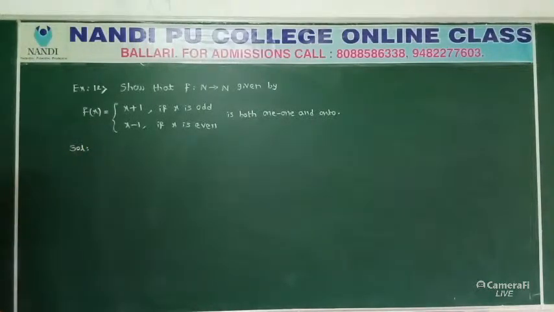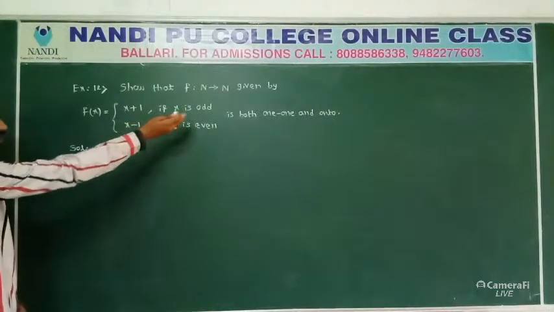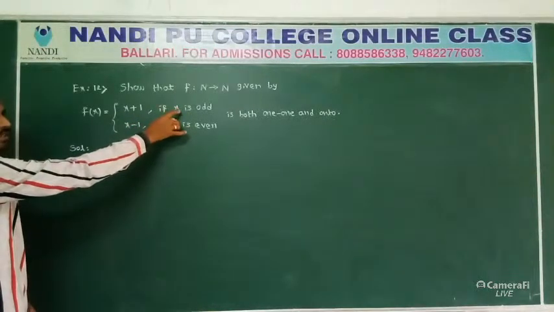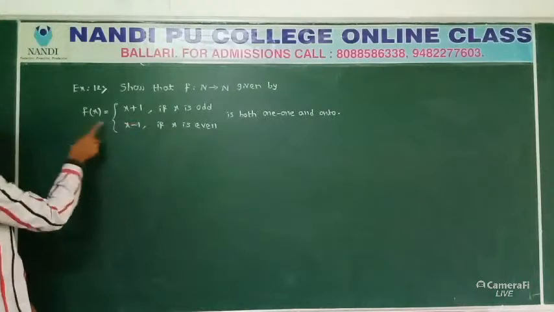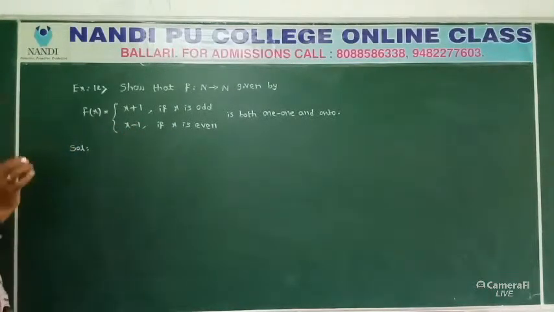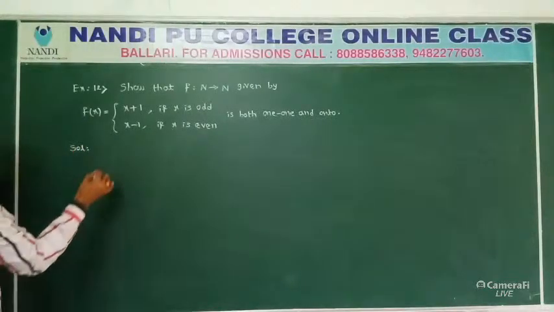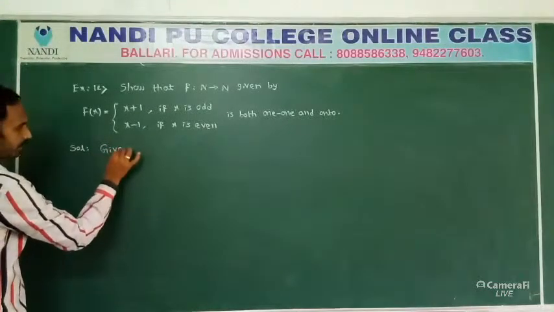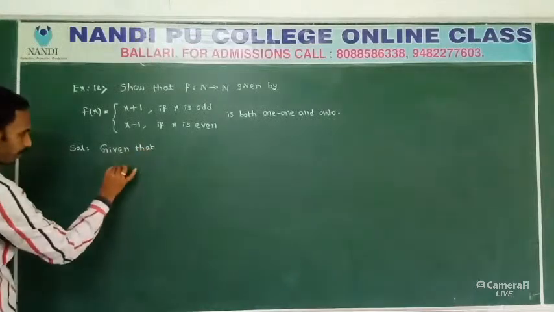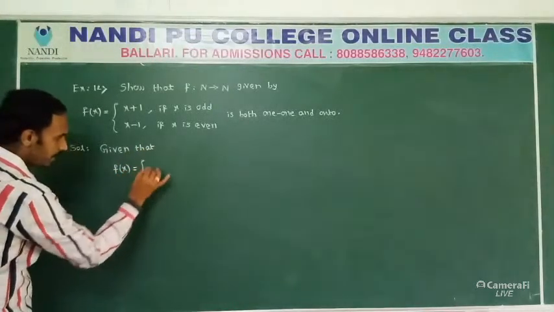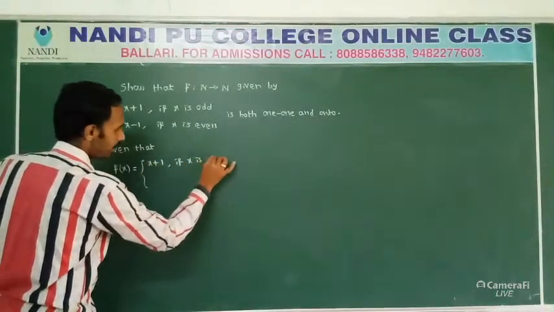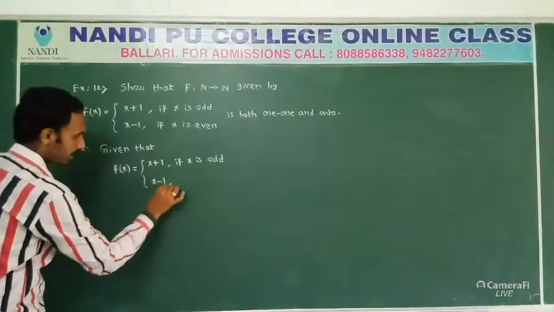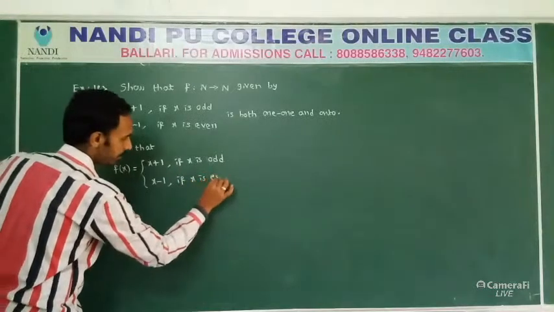f of x is given. What is f of x? x plus 1 if x is an odd number. If x is odd, that means 1, 3, 5, 7 and so on, f of x is x plus 1. If x is an even number, the image is x minus 1. We are going to prove it is both a 1-1 and onto function. Okay? Write the given function. Given that f of x is equal to x plus 1, if x is odd, x minus 1, if x is even.